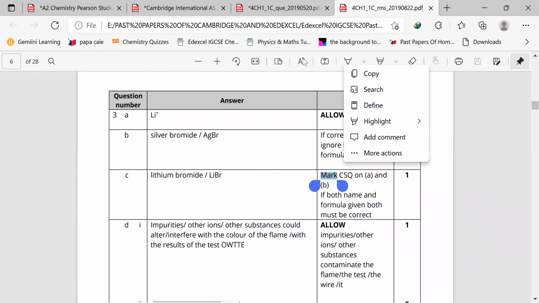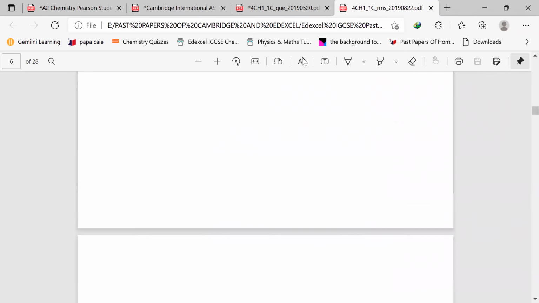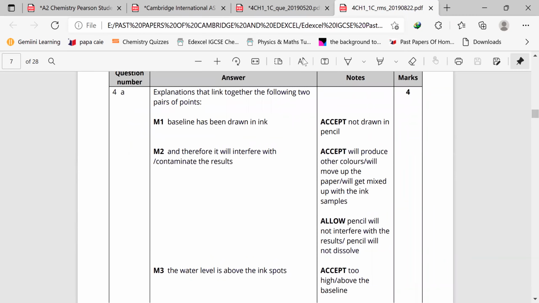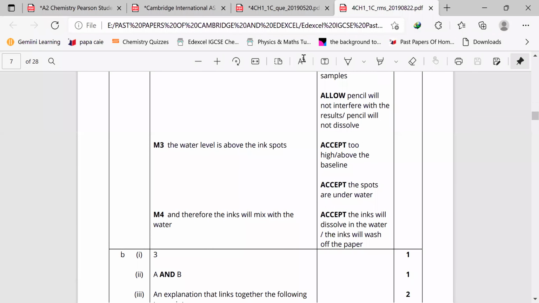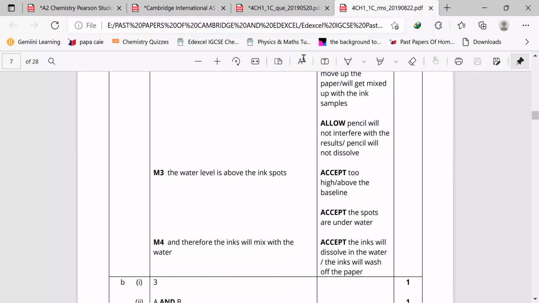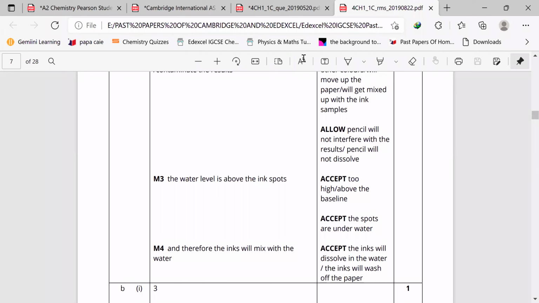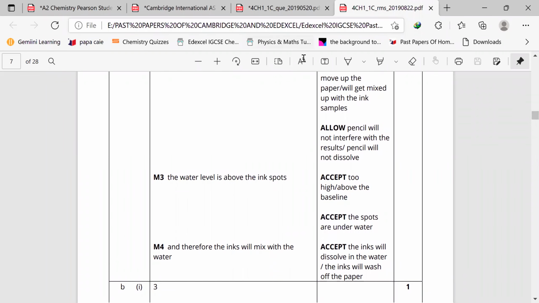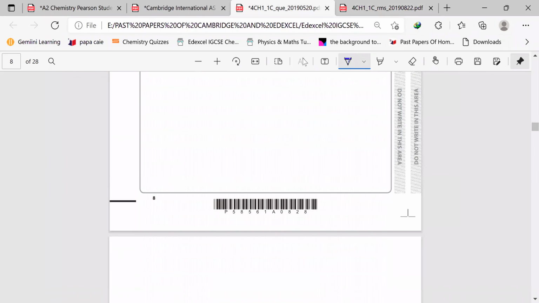Let's see question number 4. So the baseline has been drawn in ink and therefore it will interfere or contaminate the result. The water level is above the ink spots and therefore the inks will mix with the water. That is right. The inks will dissolve in water, fine.